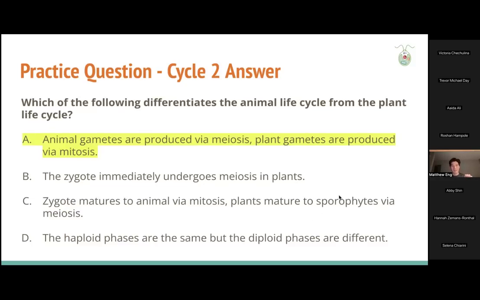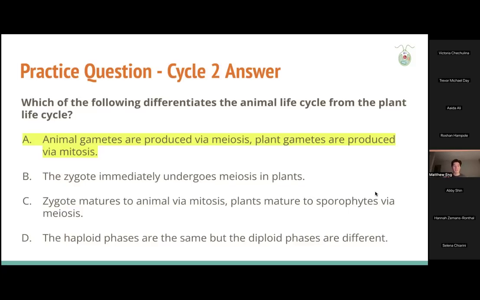The zygote immediately undergoes meiosis in algae and most fungi, but in plants themselves, the zygote will differentiate and separate into that sporophyte before undergoing meiosis. And so that's what you need to know for plants. Question C, zygote matures to animal via mitosis. Plants mature to sporophytes via meiosis.